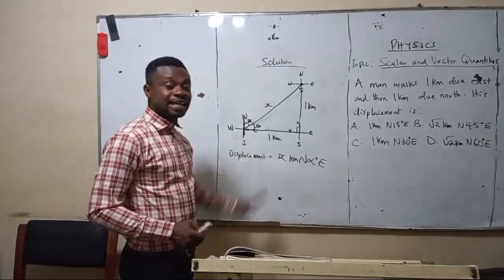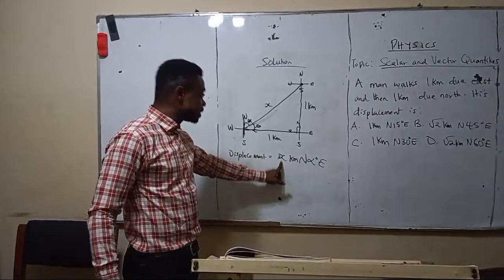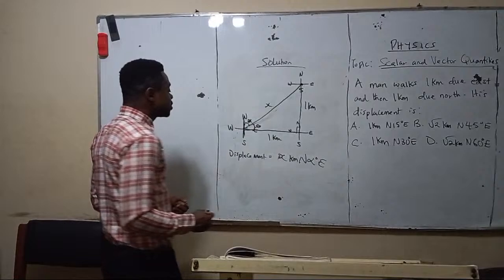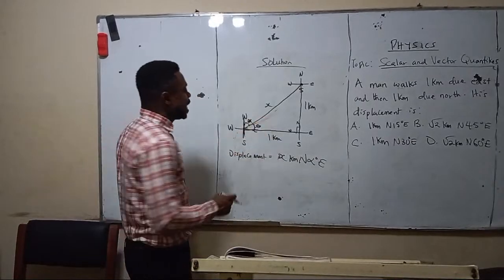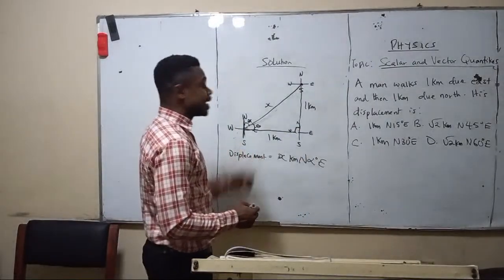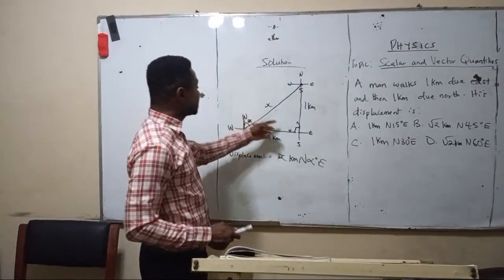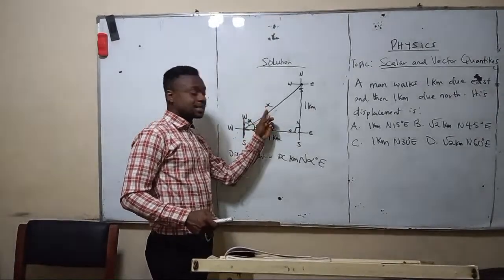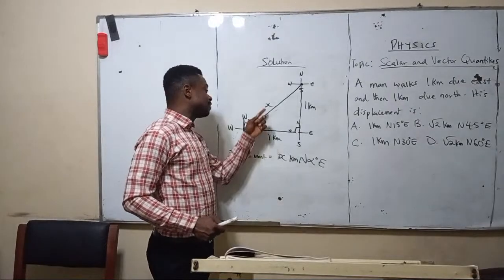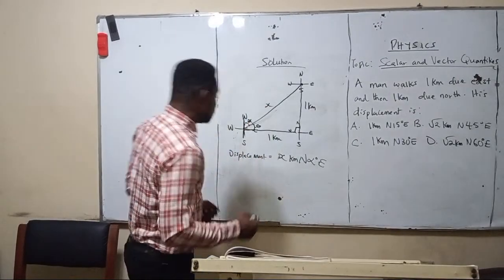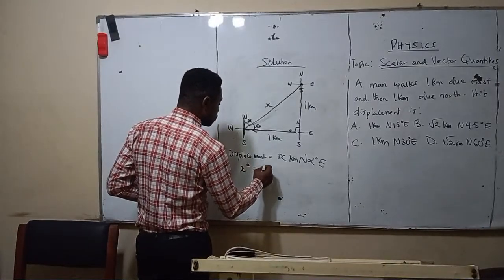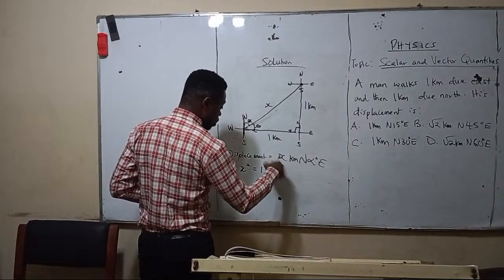So let us now find them one after the other. Let's find this x and find this alpha. Let's find x from this diagram. This is a right angle triangle. This is the longest side, the hypotenuse, this is the opposite side, and this is the adjacent. So you can find this x using Pythagoras theorem. x square is equal to 1 square plus 1 square, all in kilometer.